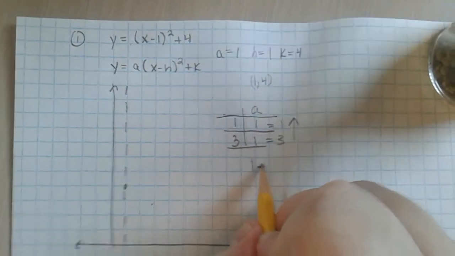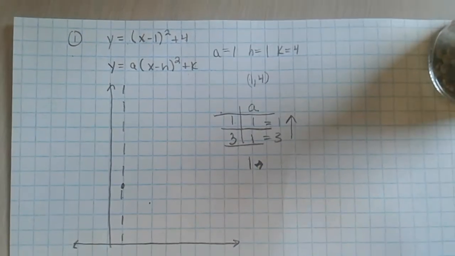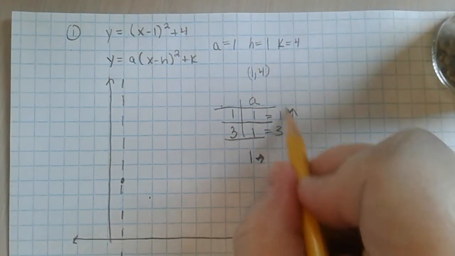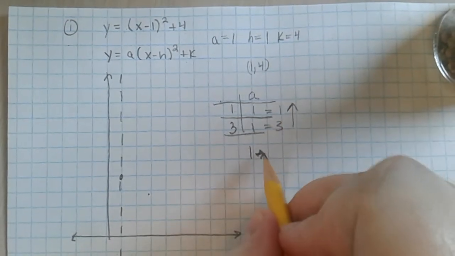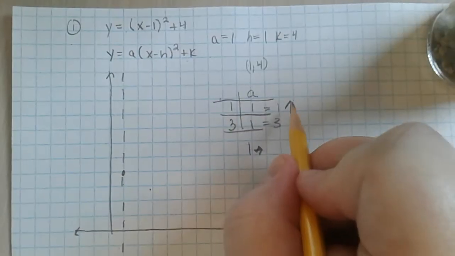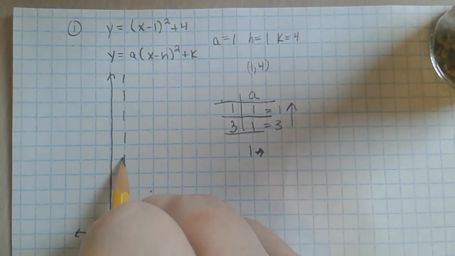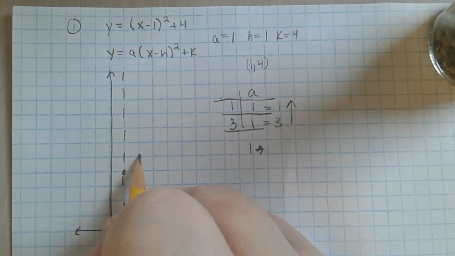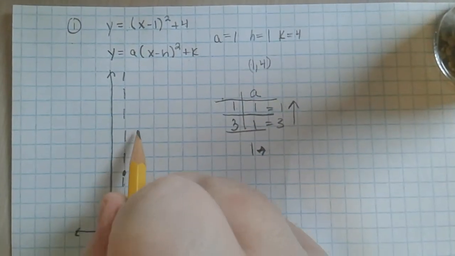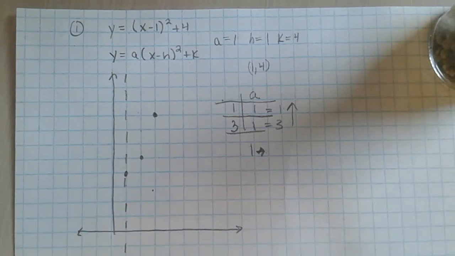The horizontal change is always going to be 1 to the right. Always 1 to the right, regardless, doesn't matter what these numbers are. We always go 1 unit to the right. So the first vertical change is 1, so I'm going to go up 1, 1 to the right. Then I'm going to go up 3. 1, 2, 3. 1 to the right.